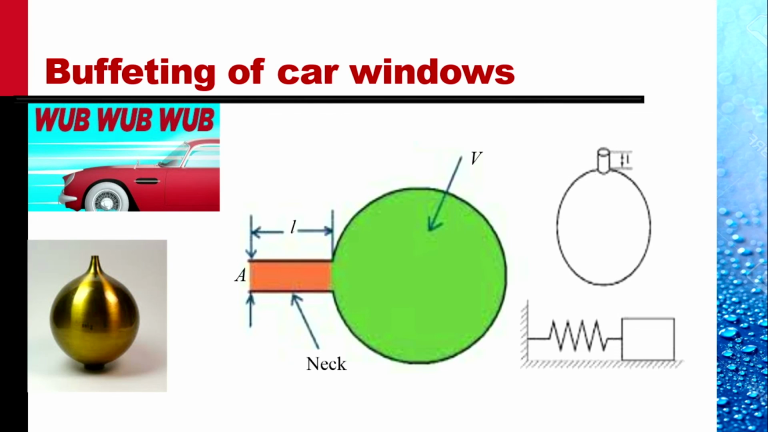Helmholtz has analyzed this: a volume V with a neck of cross-sectional area A and length L. It's like a mass on a spring. This air volume serves as a kind of spring. This is a mass that oscillates. Helmholtz found the frequency for this mass. This is a very important innovation.